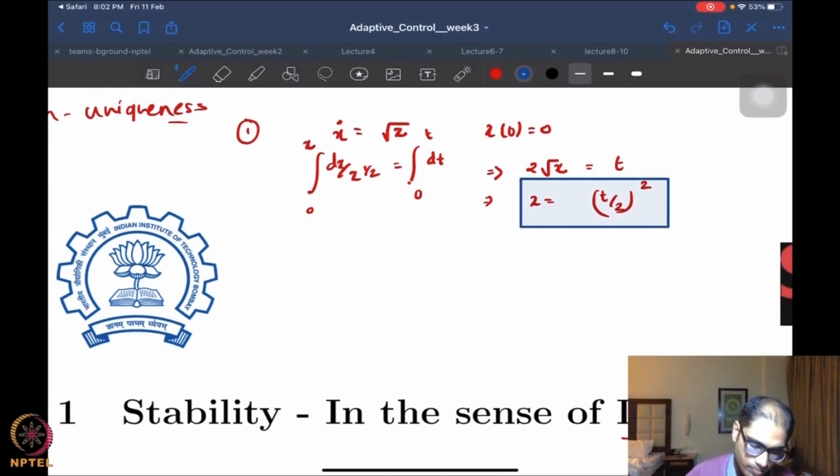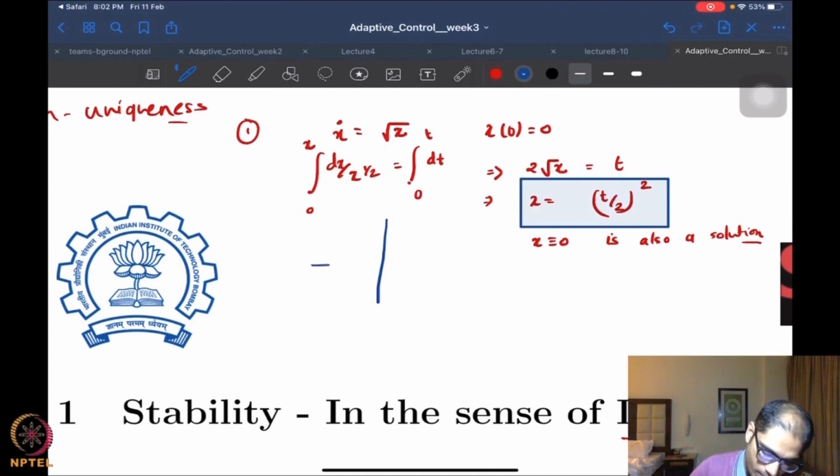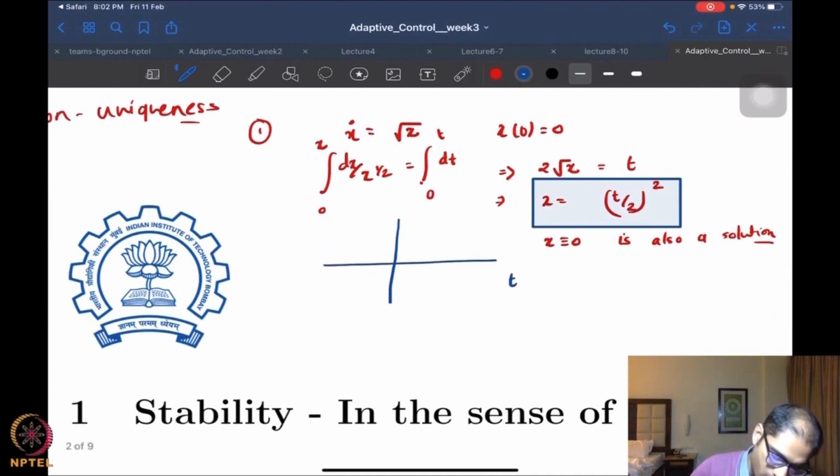However, notice that x equal to 0 is also a solution. That is, x staying exactly at 0 is also a solution. So if I make a picture, for example, just to illustrate, with t and x of t, the amazing thing is that there are two solutions. So x equal to 0 is a solution.